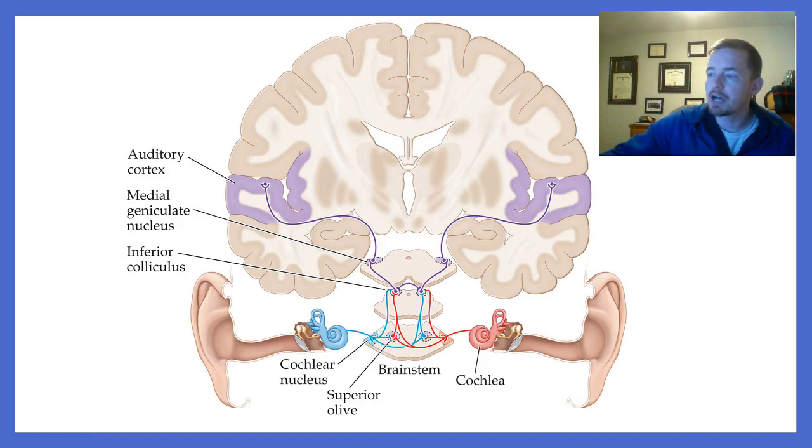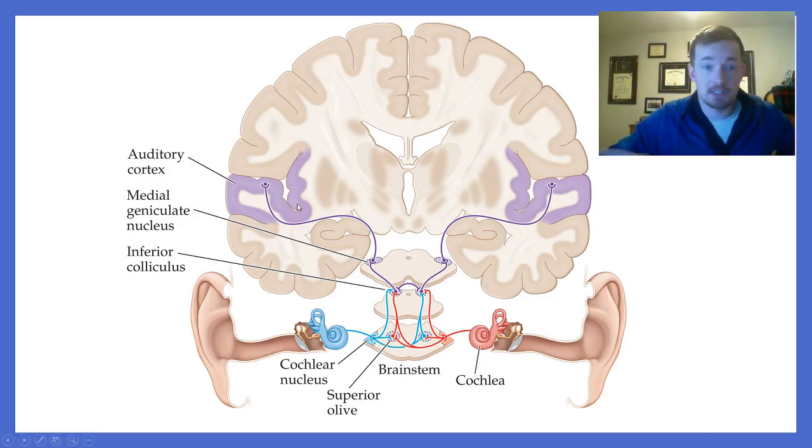From there, it's going to go up to the inferior colliculus. Don't worry too much about that for this class. It's just another part where this information is combined. From there, it's going to get to the medial geniculate nucleus, or the MGN, that part of the thalamus, and then from there, it's going to find its way to the auditory cortex, which is in the temporal lobe.